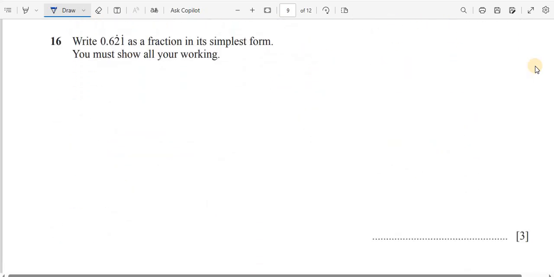Question number 16. Write 0.621 recurring as a fraction in the simplest form, must show all your working. Solve. First of all, let this number equal x, so x is equal to 0.6212121, and so on.